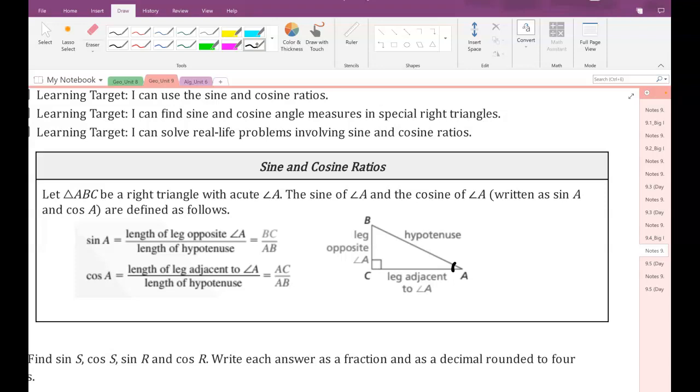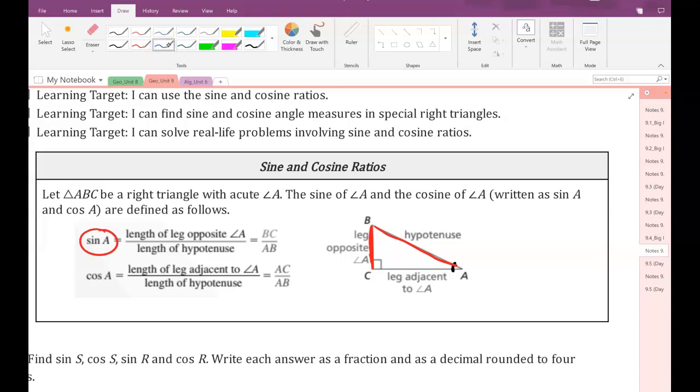So let's start with sine. The sine of A is equal to the length of the opposite leg divided by the length of the hypotenuse. So kind of the same as tangent, but we're throwing in now the hypotenuse. You can see it's still a ratio between two sides of the triangle. So for sine of A, we have our opposite leg divided by the length of our hypotenuse. That's our sine of A.